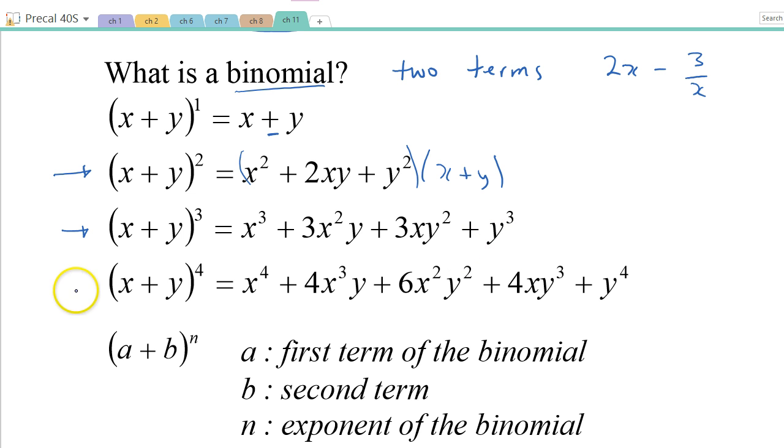And if I was to ask you to do x plus y to the fourth power, at this point you would probably roll your eyes and say, Mr. Speiser, that is a bit of a waste of time. Please, is there a shortcut? Is there a way we can figure this out faster? And that's where the binomial theorem comes in.